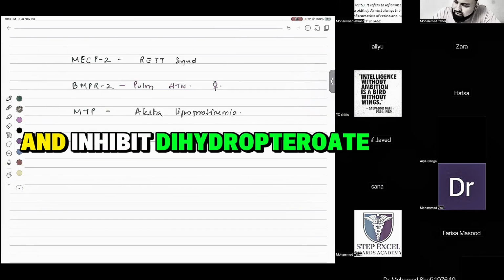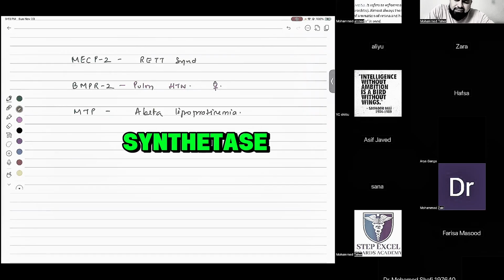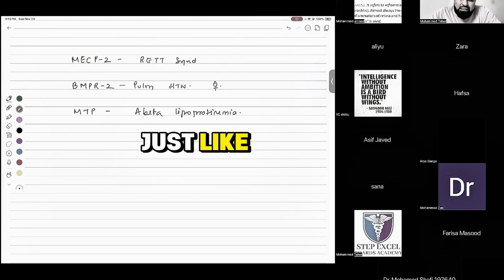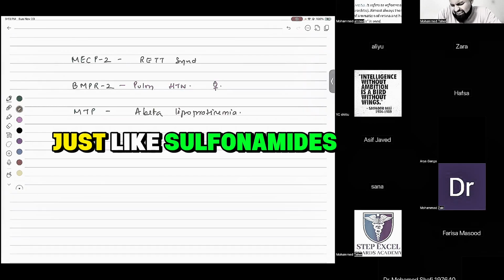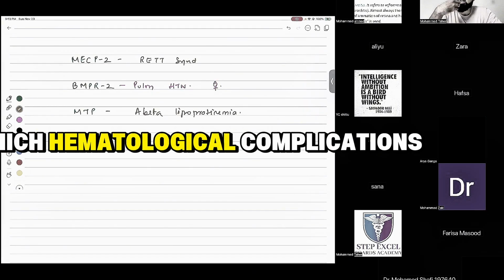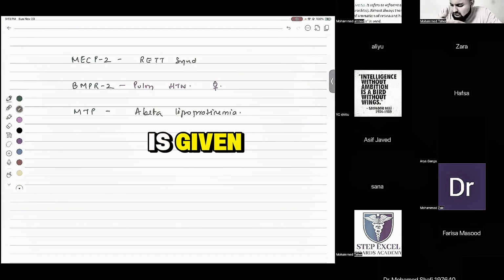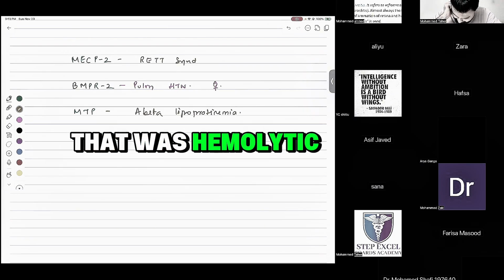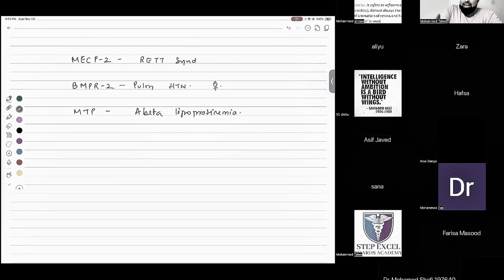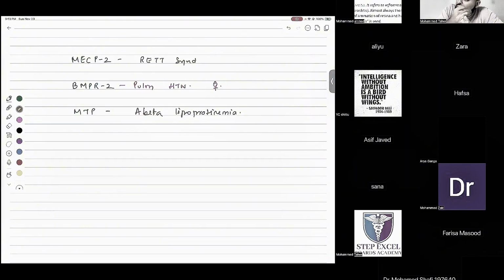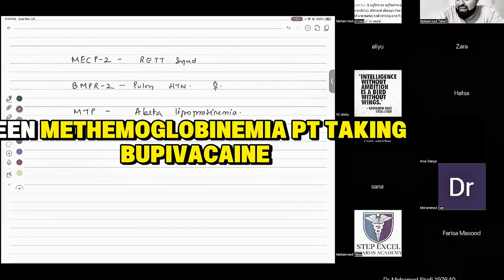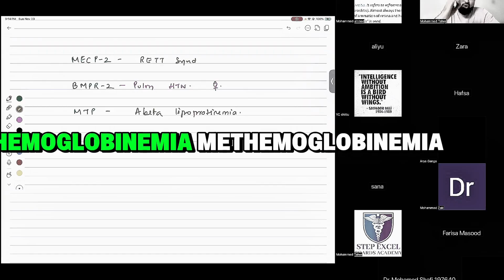Mechanism of action of dapsone: inhibits dihydropteroate synthetase, just like sulfonamides, isn't it? Which hematological complications can a patient have if given dapsone? Hemolytic anemia, hemolysis in G6PD deficiency. What else? Methemoglobinemia. This was also seen with taking benzocaine, which we discussed in anesthesia. Methemoglobinemia.